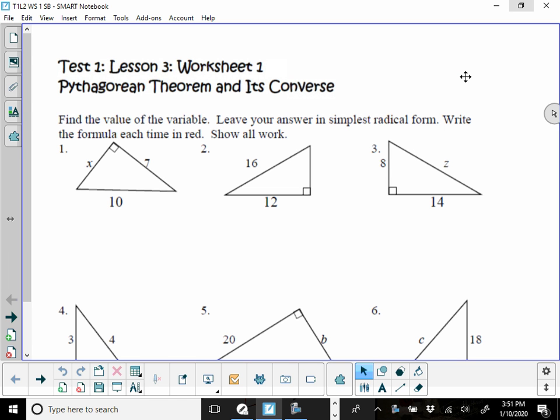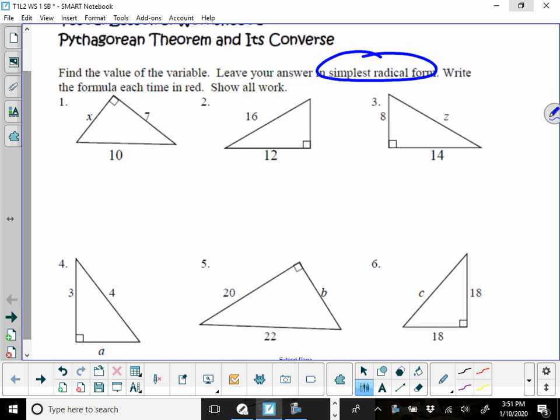Looking at test 1, lesson 3, worksheet 1 on your Pythagorean theorem that we did today. For the first few, you're just leaving your answer again in simplest radical form. I'm just going to set up a few of these for you. I gave you some time in class to work on these, so a lot of these might just be checking for y'all. We're going to start with hypotenuse squared equals leg squared plus leg squared.